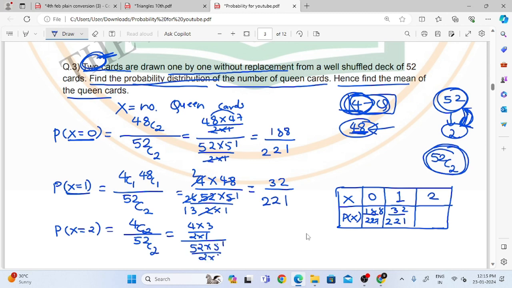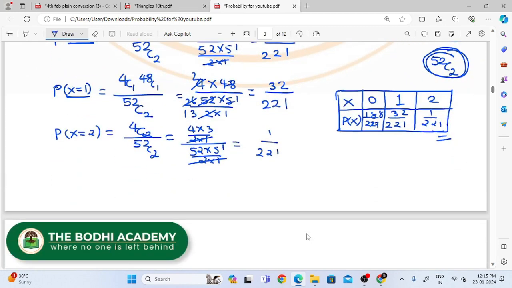2 into 1. So this 2 into 1, 2 into 1 will get cancelled, and after you cancel out these numbers, you will get 1 upon 221. Okay, this number will get cancelled. So this is 1 upon 221. So this is the probability distribution, and in this question we have to find out the mean also. Now how to find mean from this? So it is the easy one.